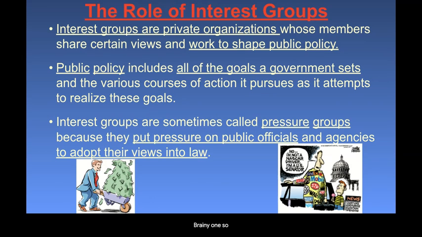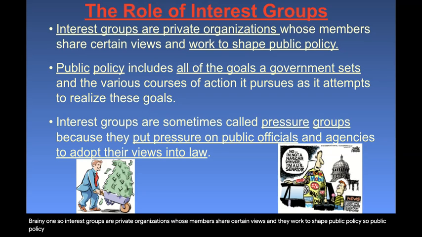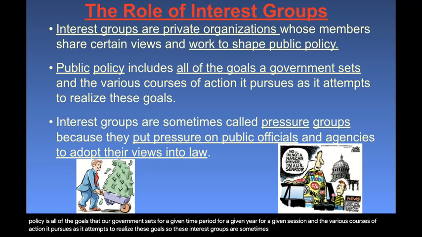All right, everyone. So, interest groups are private organizations whose members share certain views and they work to shape public policy. Public policy is all of the goals that a government sets for a given time period, for a given year, for a given session, and the various courses of action it pursues as it attempts to realize these goals. These interest groups are sometimes called pressure groups because they put pressure on public officials and agencies to adopt their views into law.